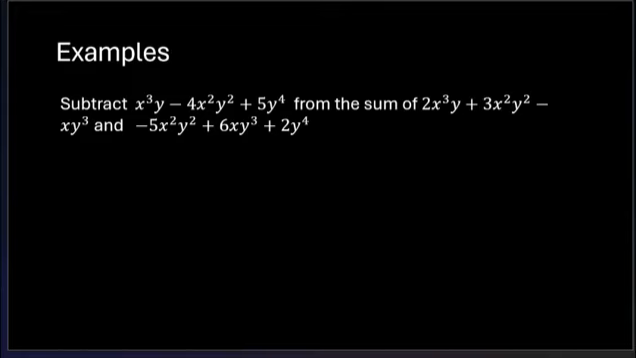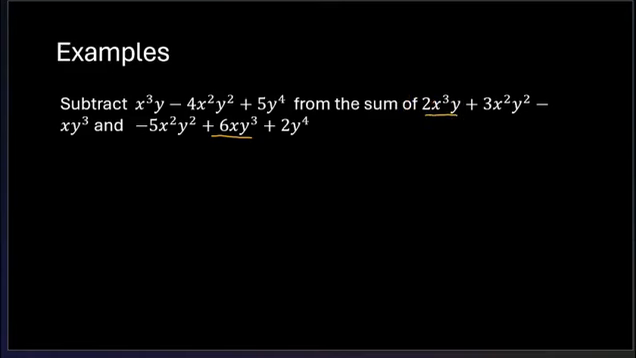Let's have another example. This one, we have two operations. Let's read the problem. Subtract the polynomial from the sum. That means we have to add this first. We can automatically look if we have like terms. Here we have x cubed y, and we have y cubed also. It's different, right?